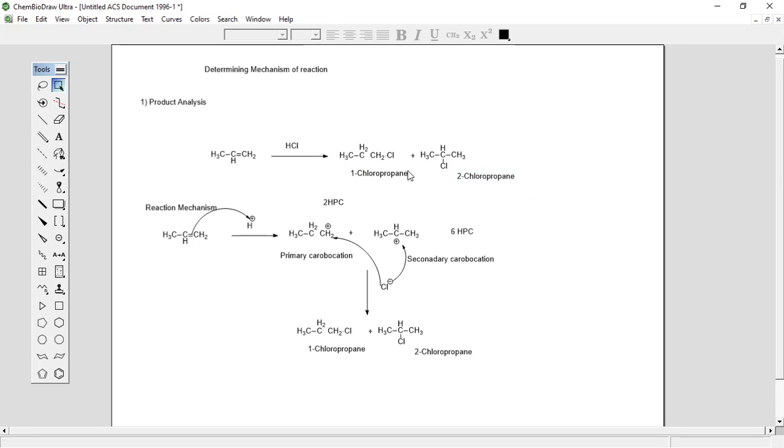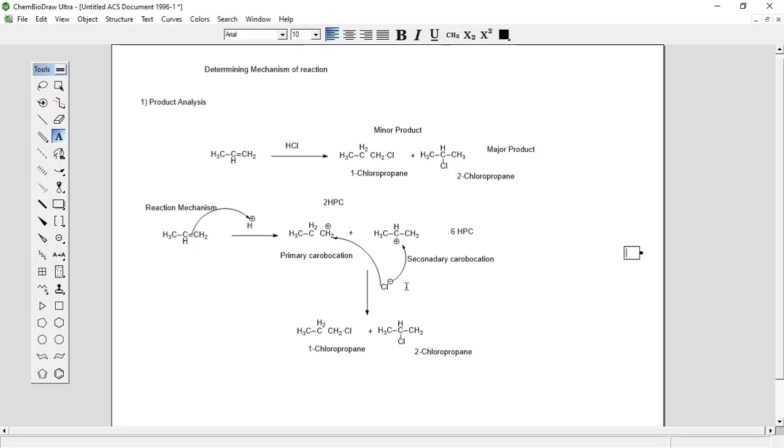These two are position isomers, 1-chloropropane and 2-chloropropane. But you are getting 2-chloropropane as the major product and 1-chloropropane as the minor product, because this reaction involves the formation of the more stable secondary carbocation, and the addition of HCl takes place on the basis of Markovnikov's rule.